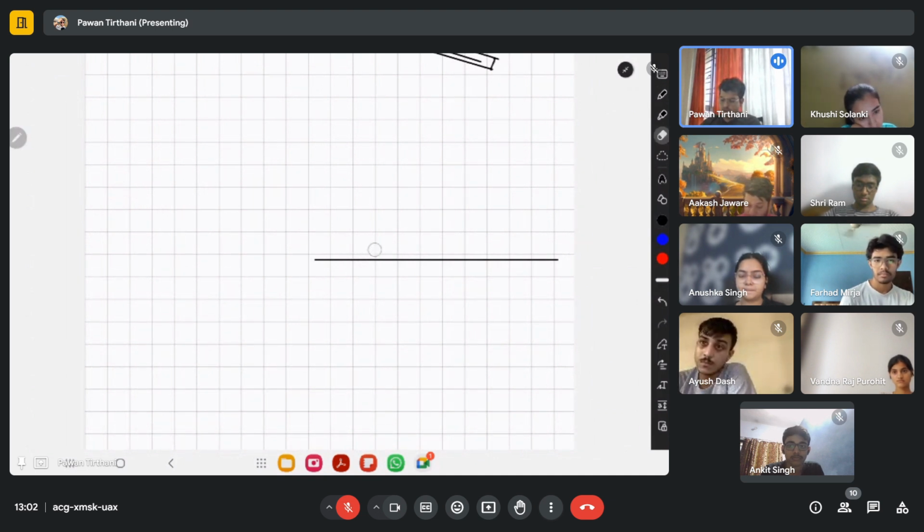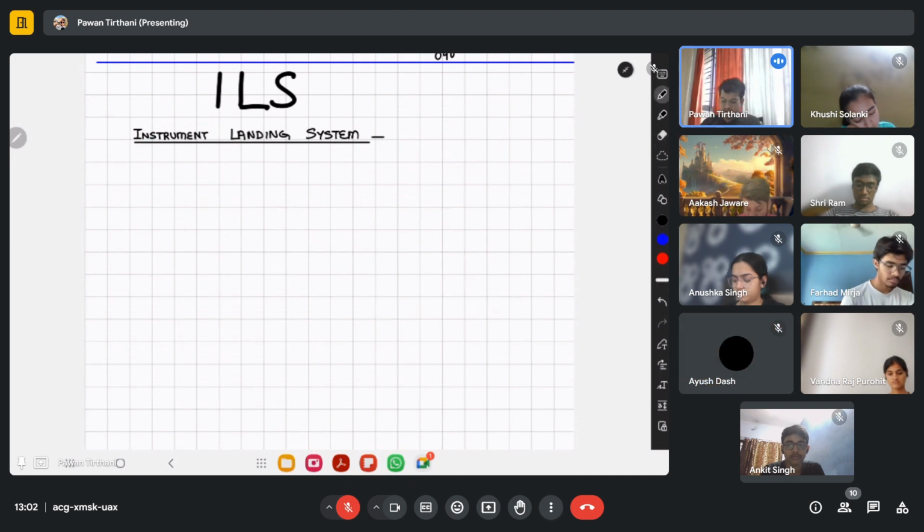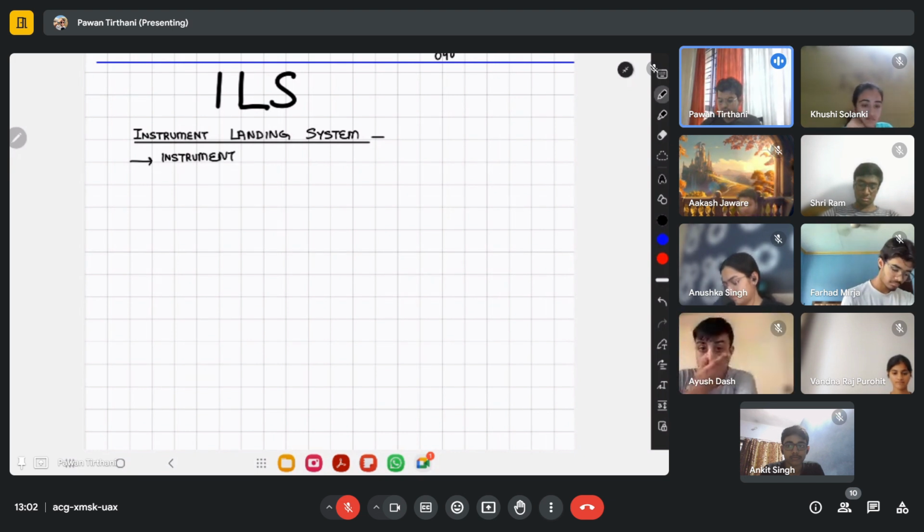So let us talk about instrument landing system. What does an instrument landing system do? It helps us to perform instrument approaches.